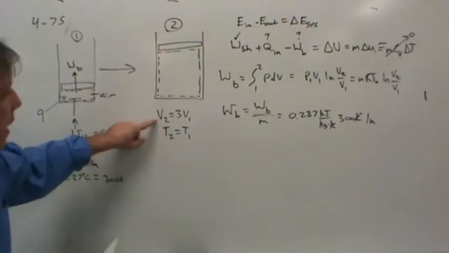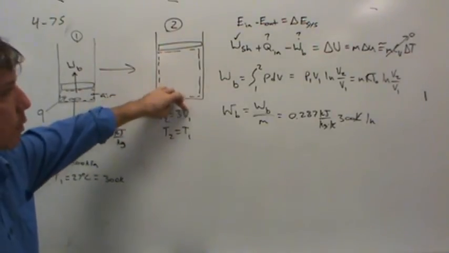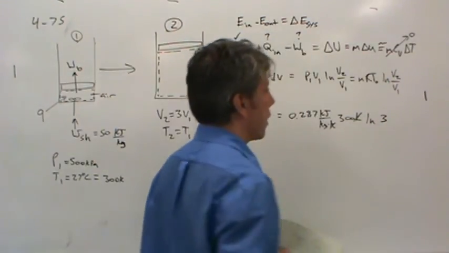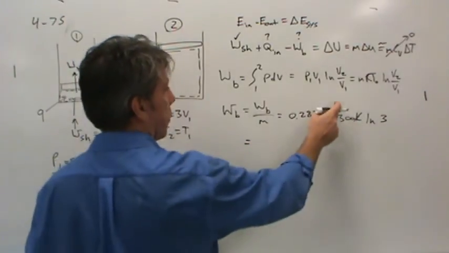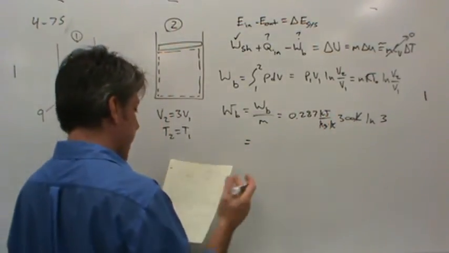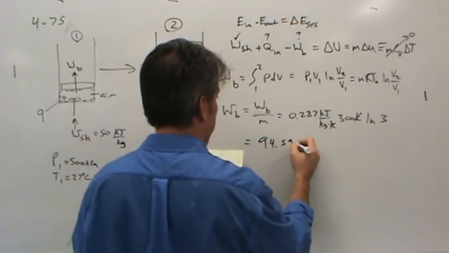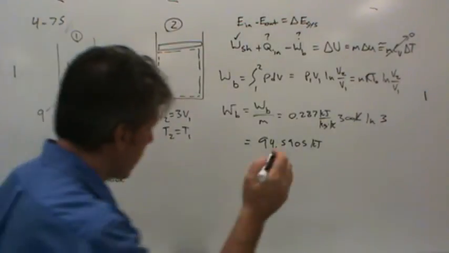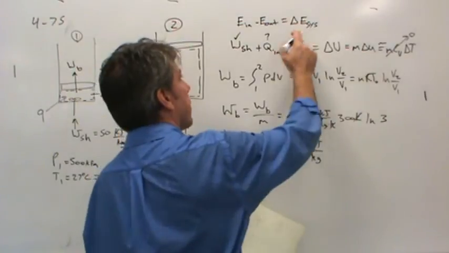Well, we know something about V2 and V1. We know that V2 is 3 times V1. So if we plugged in 3V1 over V1, we would just get 3. Okay? So this would allow us to calculate the specific boundary work, and it will be in kilojoules per kilogram, which is exactly what we expect. Anyway, this comes out to 94.5905 kilojoules, if you want that many decimal places, per kilogram. And so that takes care of the boundary work term.